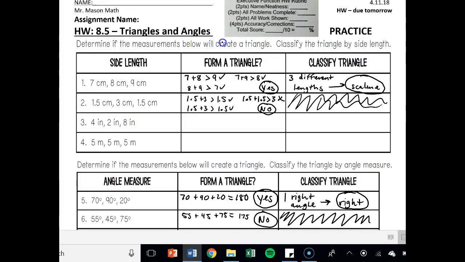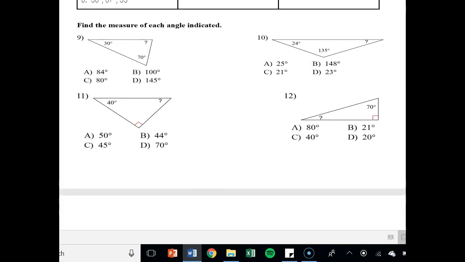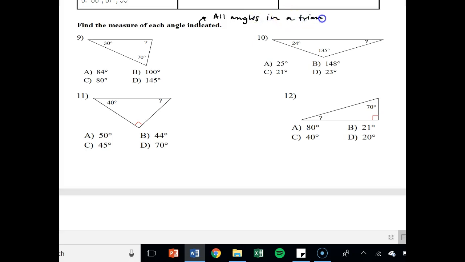And again, I want you to write this here, saying that all angles in a triangle add up to 180 degrees, and then even highlight that, right? That will help you out very much so.